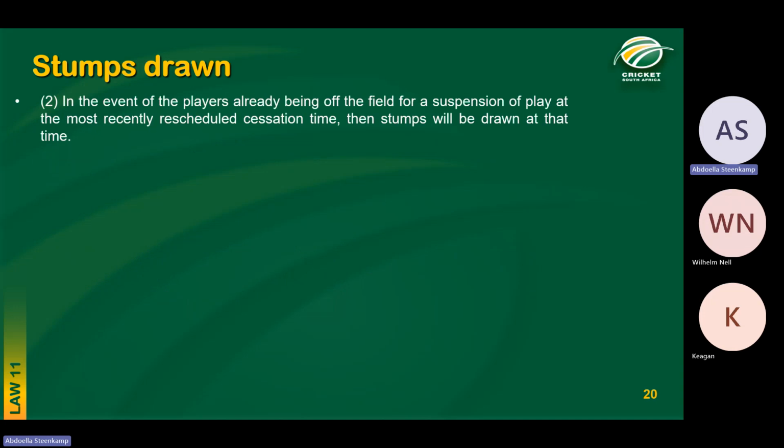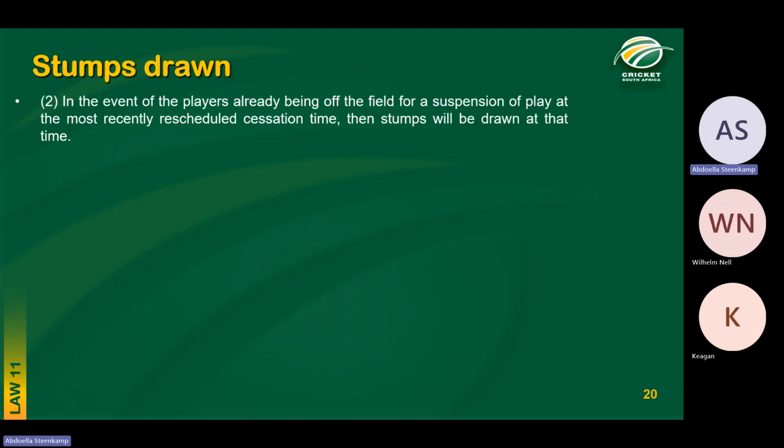Another one. Stumps is also in the event of players already being off the field for suspension of play at the most recent rescheduled cessation time. It will be stumps at that time. What does this mean? Our example will make it easier to understand this clause. Our cessation time is 17:30. At 17:20 it starts to rain. Can we call stumps at 17:20?